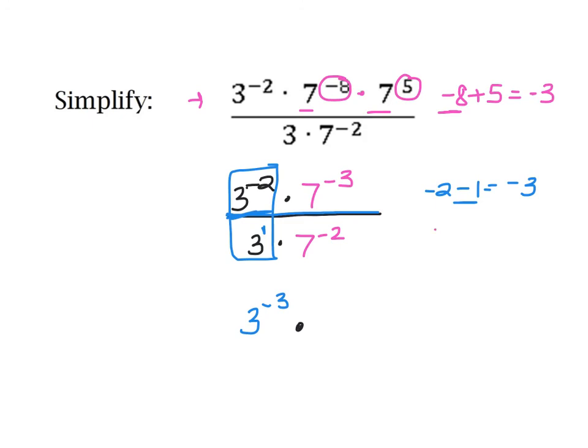And then for my 7s, my exponent is negative 3 minus negative 2. Again, subtracting a negative turns into a positive, so this is negative 3 plus 2. Different signs, so I subtract and I get negative 1.